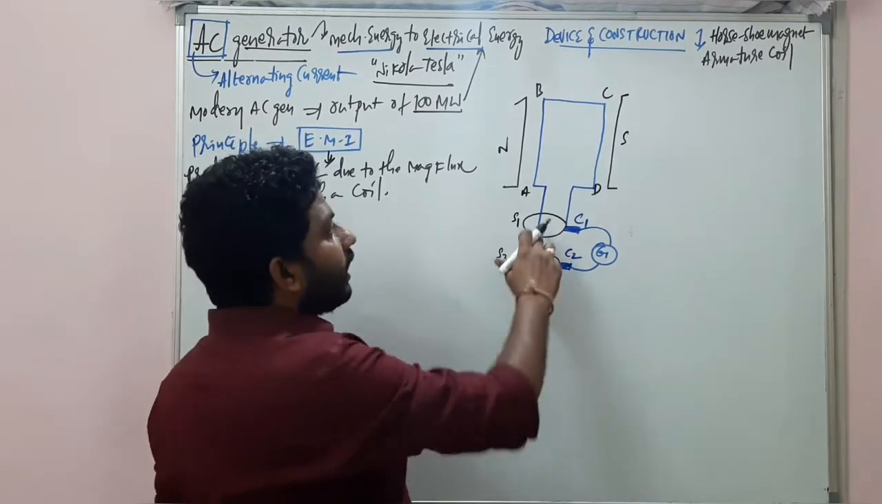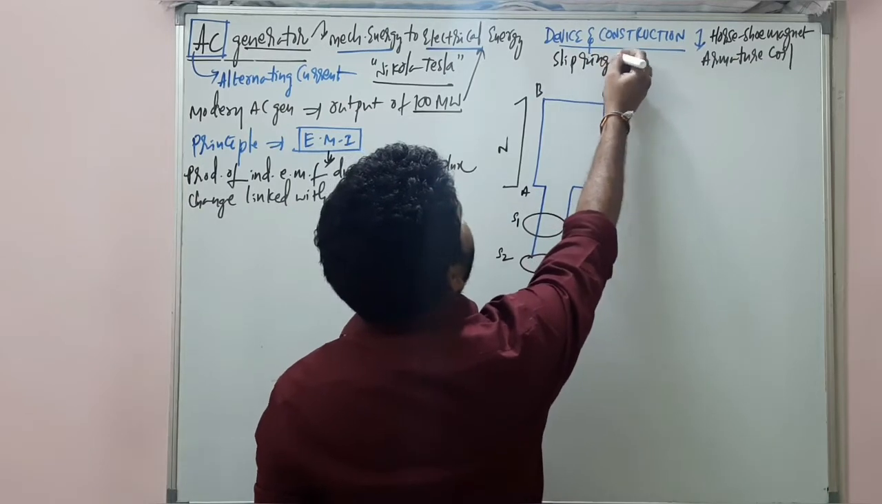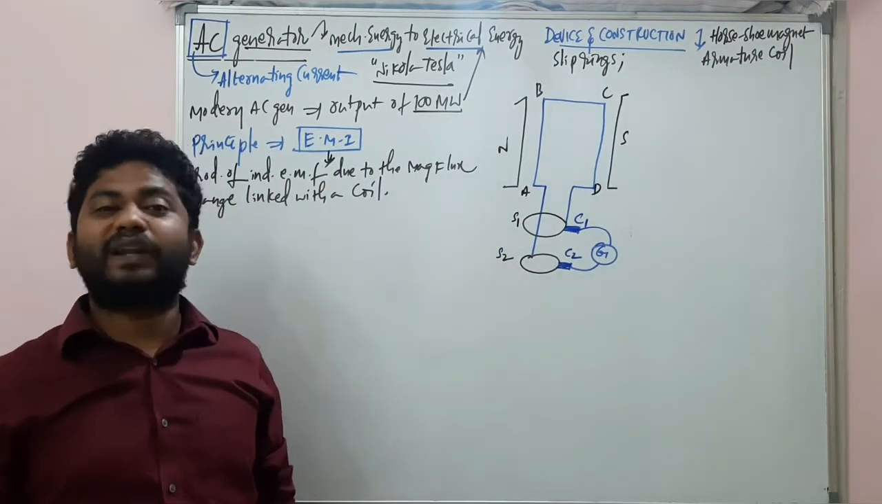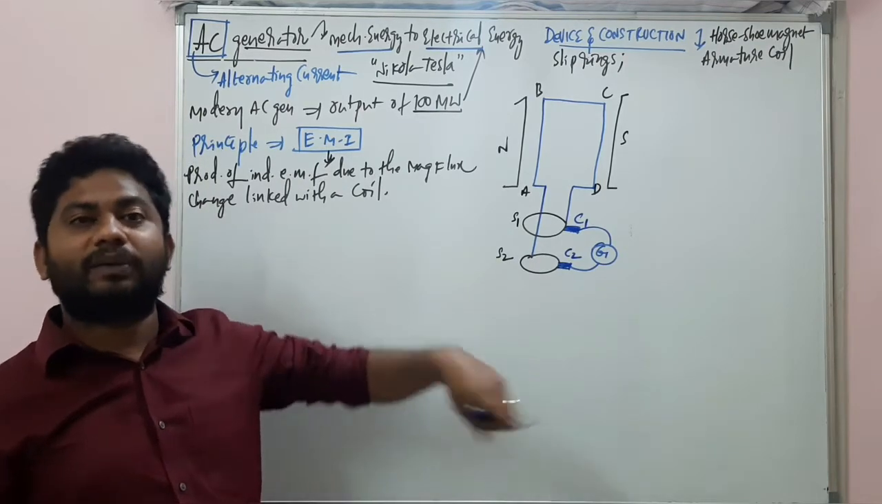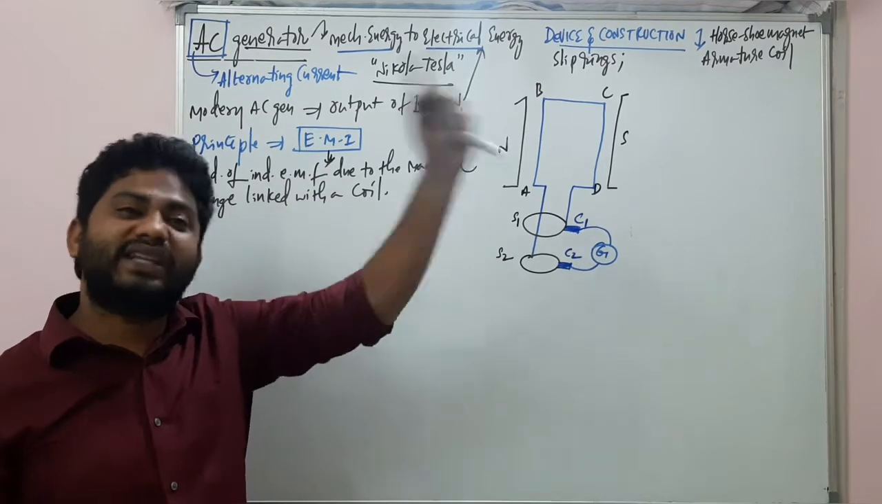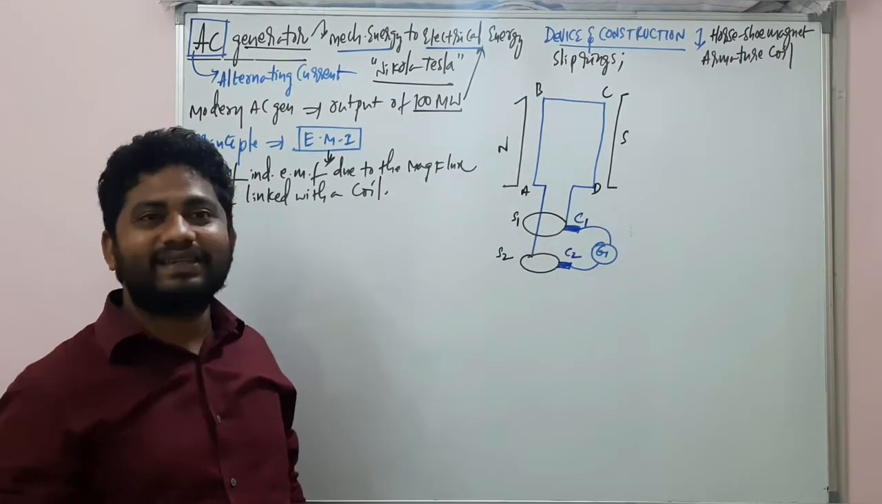And there are slip rings. What are those? Slip rings. They are not split rings. Split rings will come in the DC motor topic, right? So split rings will come in DC motor. Slip rings will come here in AC generator.